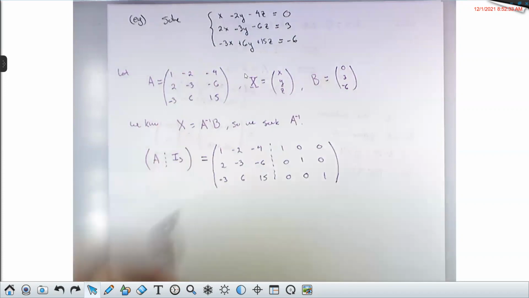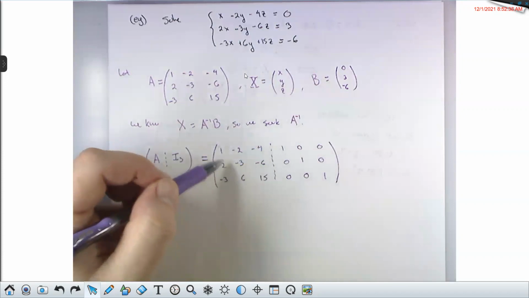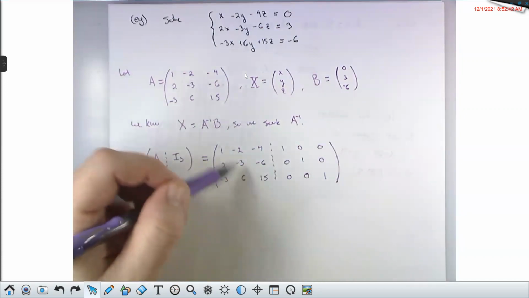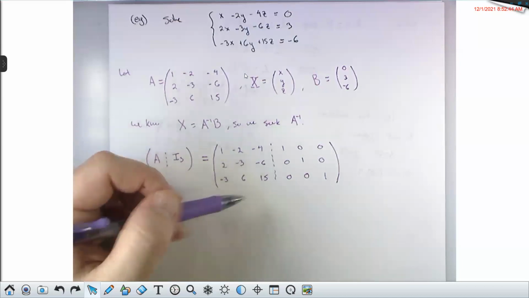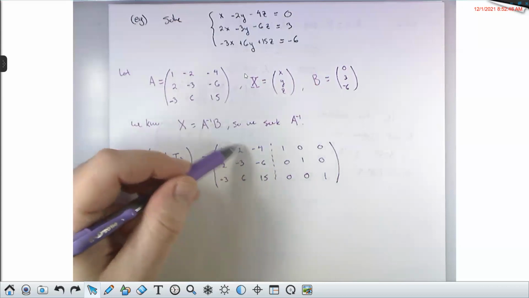Remember what we want to do. I want to make the identity matrix show up over here. In other words, I want to make everything down here 0. I want to make this a 0. I want to make this and this a 1. I want to make these guys up here zeros, and I want to make this a 0.